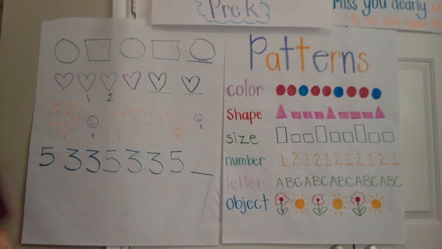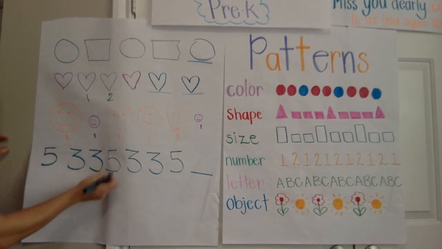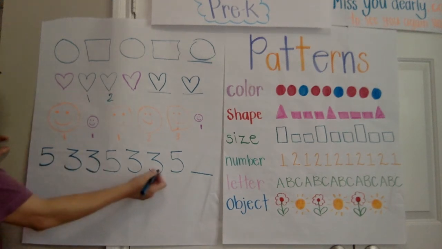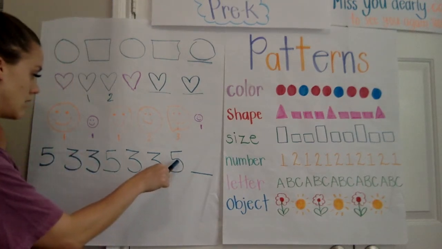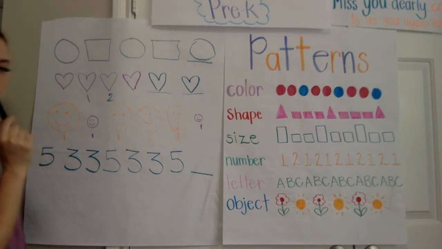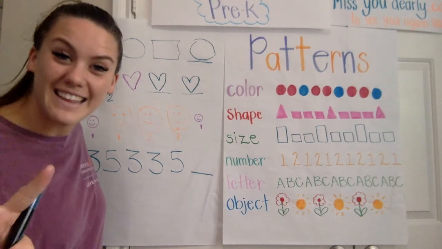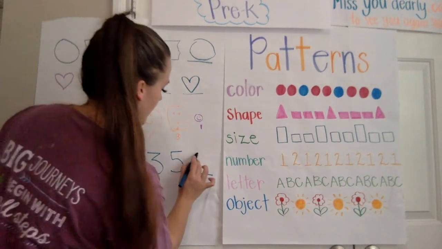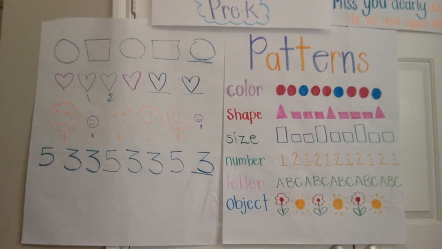Okay, so let's look back. We have 5, 3, 3. 5, 3, 3. And then we have a 5. So what comes after this 5? Let's think about it. Good job. If you said 3, then you are correct. We put a 3 here. Okay, we have room for one more pattern here at the bottom.